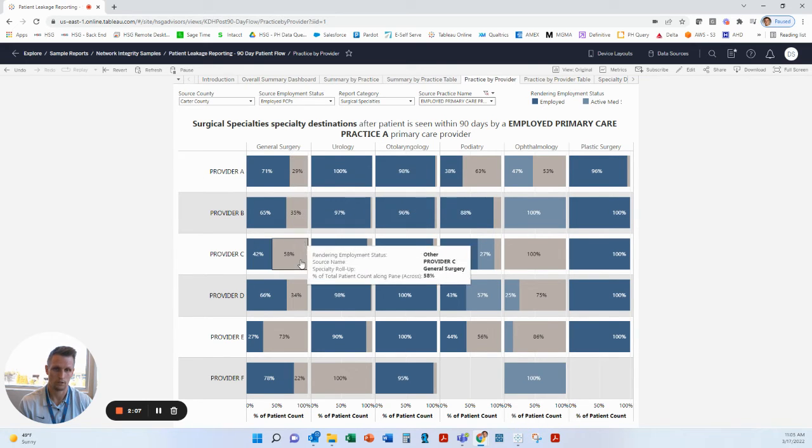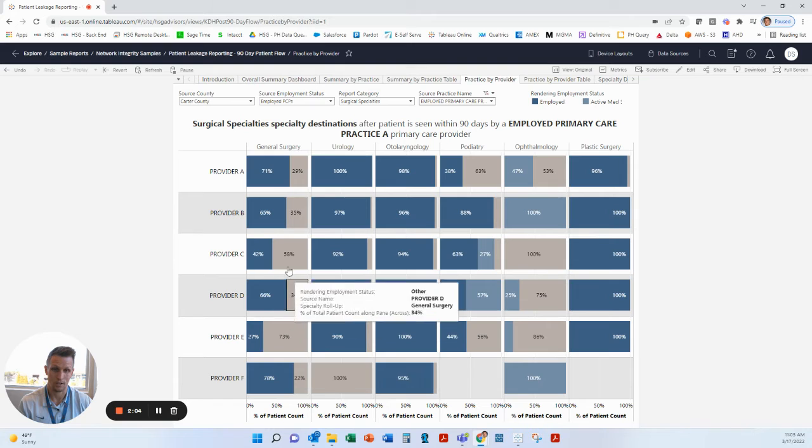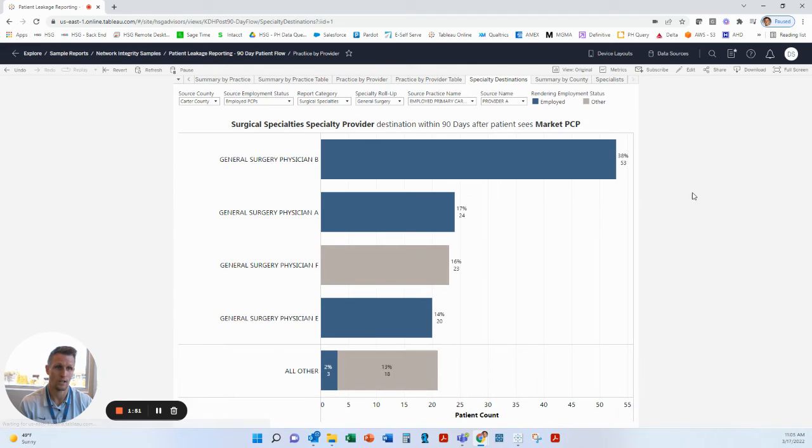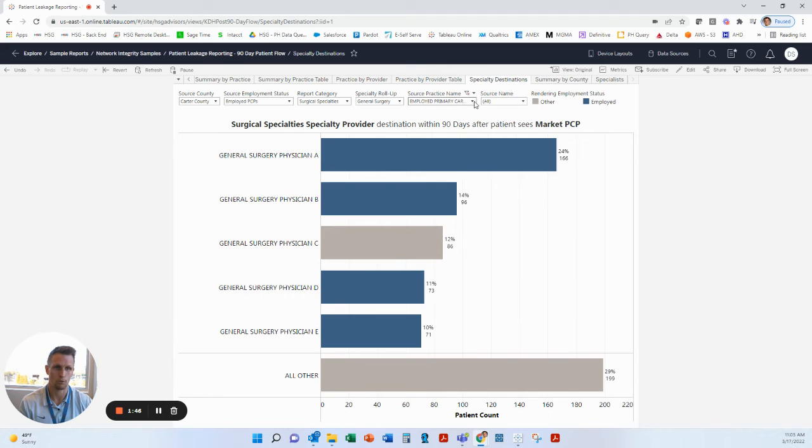But subsequently, if we then looked at general surgery, we see that provider E and provider C have much higher leakage volumes percentage-wise to general surgery specialists within the market and outside the market. The last piece I'll touch on is then to understand and identify who that volume is actually going to. So where I'll start is maybe if we grouped all of those providers together within that employed primary care practice A, we see that there are 86 patients going to the general surgeon. Who this general surgeon is would be available to you. So you actually see who that general surgeon is, his or her name.